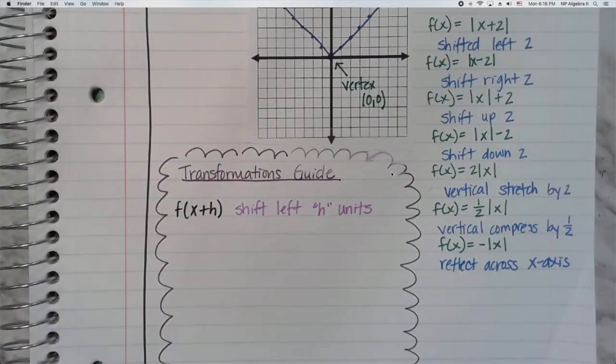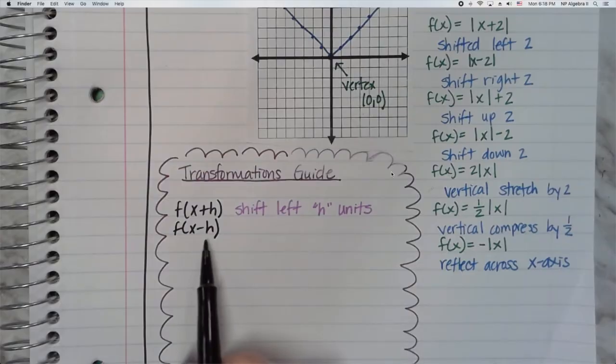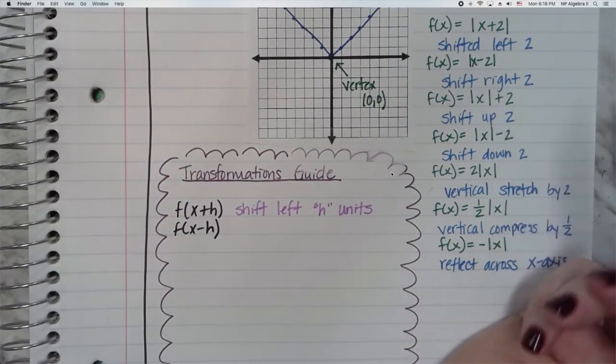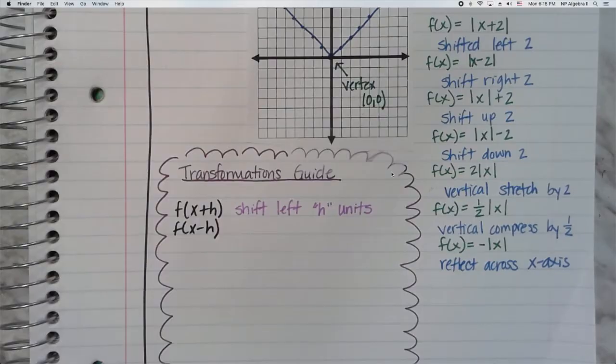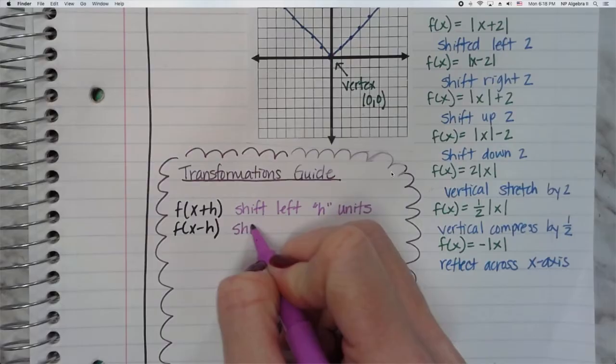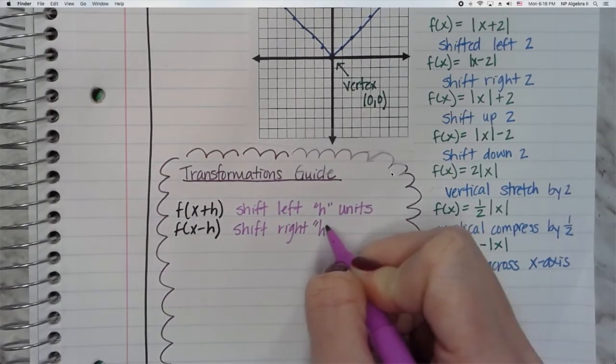If I have f of x minus h, so something is subtracted inside the operator, so inside of this absolute value operation, when I had a -2, it was a right shift. So this will be shift right h units.